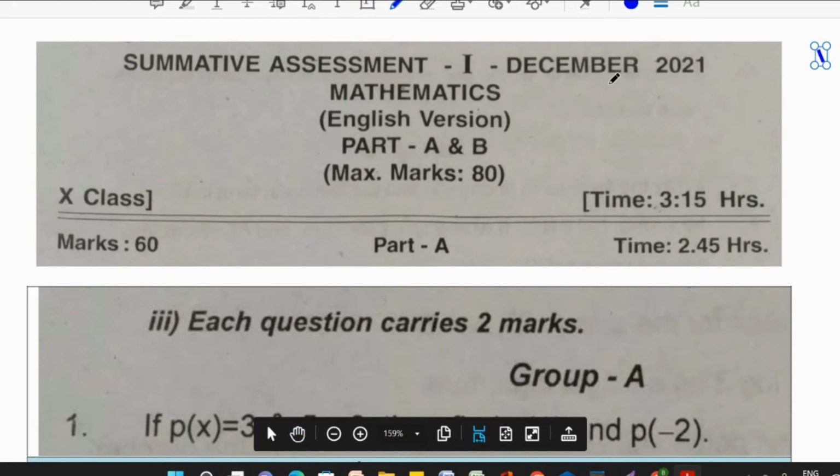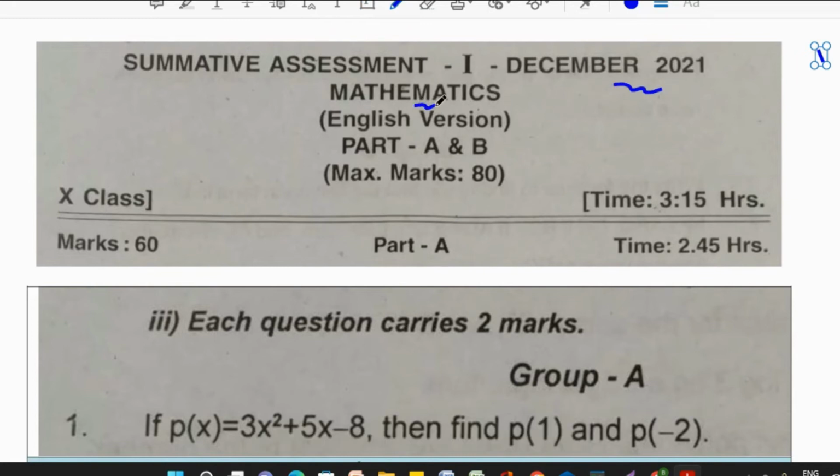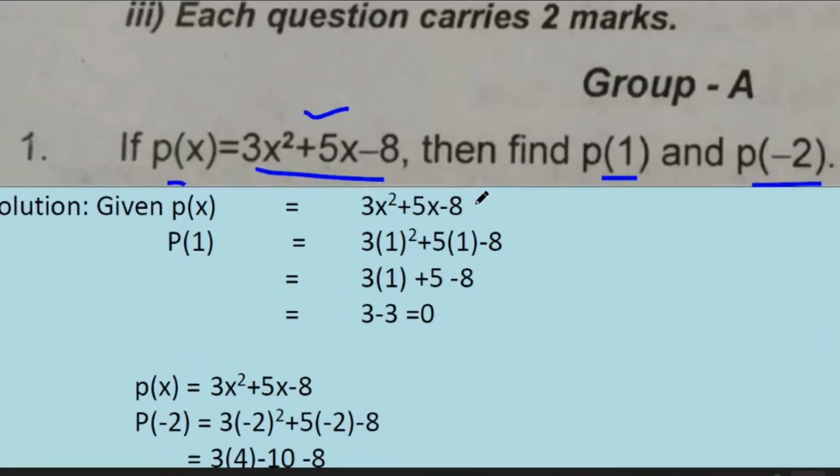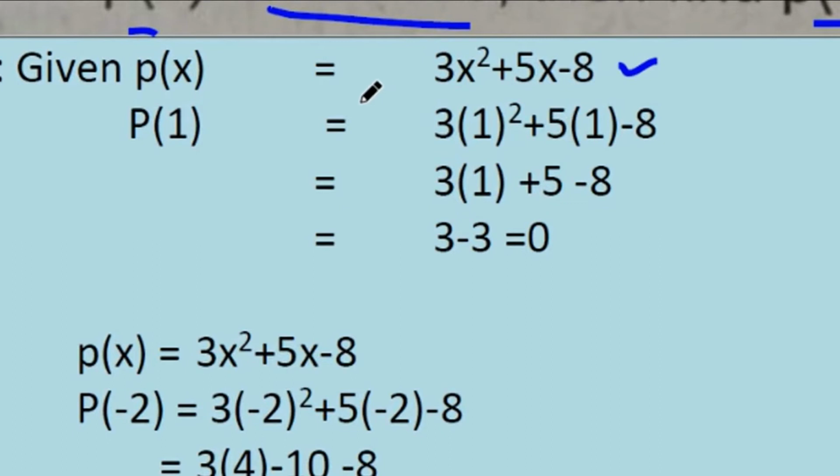In this video, we are going to discuss the 2021 Mathematics Essay 1 question paper. Without wasting time, we'll discuss Part A, Group A, first question. If P of x is equal to 3x square plus 5x minus 8, then find P of 1 and P of minus 2. So P of x is given as 3x square plus 5x minus 8, take it as it is, students, and we have to replace 1 in the place of x.